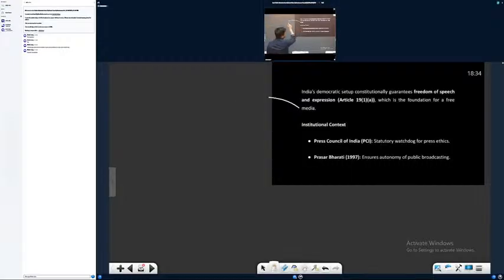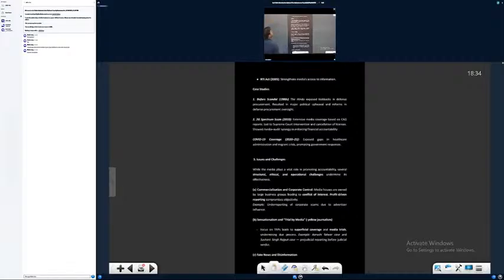So Article 19(1)(a) is freedom of speech and expression, and it gives the foundational freedom to the media to operate. Plus there are a lot of media institutions: Prasar Bharati, Press Council of India. These are just there for your knowledge. Certain case studies you can write also.